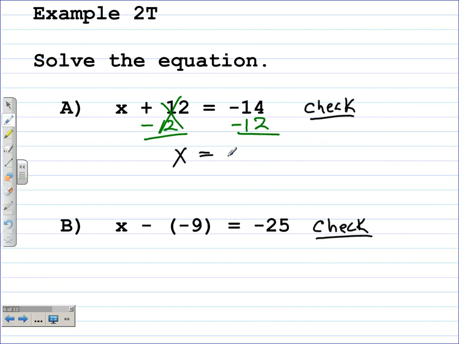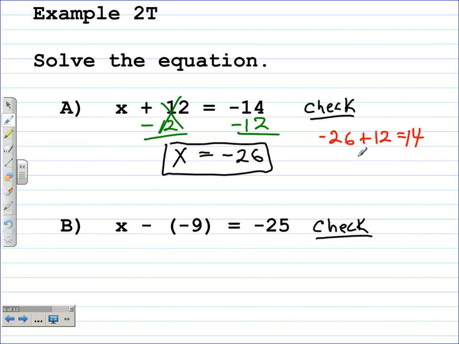And negative 14 take away 12 is negative 26. Negative take away positive always becomes more negative, so we add their absolute values to give 26, and since they're both negative, the solution is negative. So we have our solution there: x is equal to negative 26. We substitute it in for our check. Negative 26 plus 12 is supposed to equal negative 14. Since they're opposite signs, we subtract them. That does give 14, and it's negative since the absolute value of negative 26 is greater than the absolute value of 12.